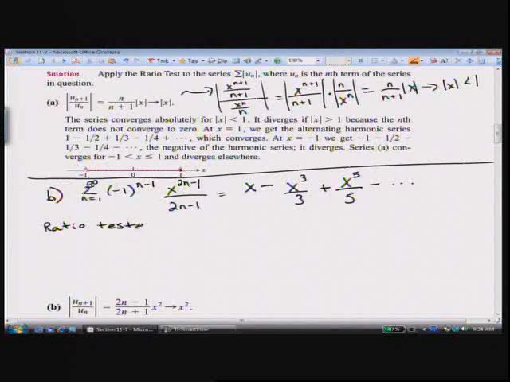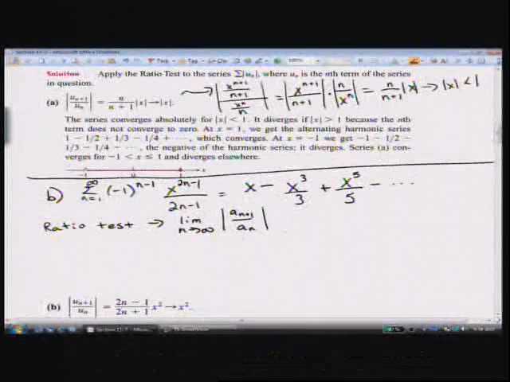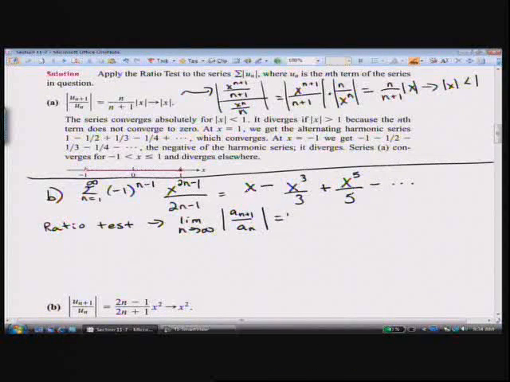And what the ratio test tells you to do is to look at the limit as n goes to infinity of the absolute value of the next term over the previous term, right? And if you get some L, you know that it converges when L is less than 1, and it diverges if L is greater than 1. And when L is equal to 1, you have to look at it with different methods.